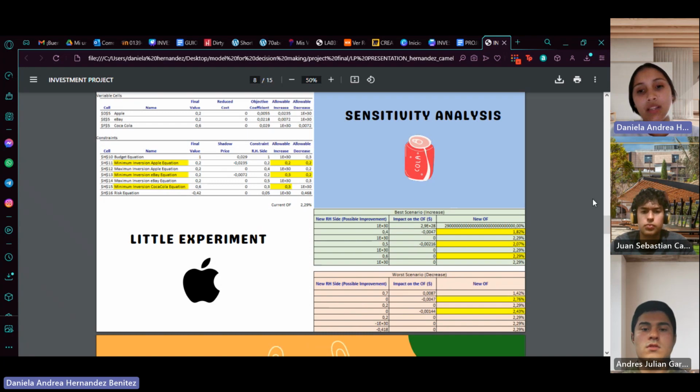For the constrained minimum investment eBay equation, if we increase the minimum investment by 30%, we are going to have a reduction in the objective function or yield up to 2.07%. And for the constrained minimum investment eBay equation, if we decrease the minimum investment by 20%, we are going to have an increase in the objective function or yield up to 2.43%. And finally, for the constrained minimum investment in Coca-Cola equation, if we increase the minimum investment by 30%, we are going to have the same value in the objective function as in the original model, which is 2.29%.